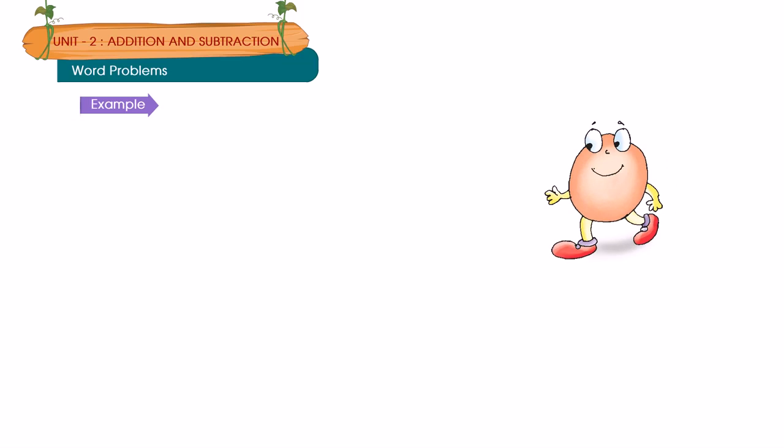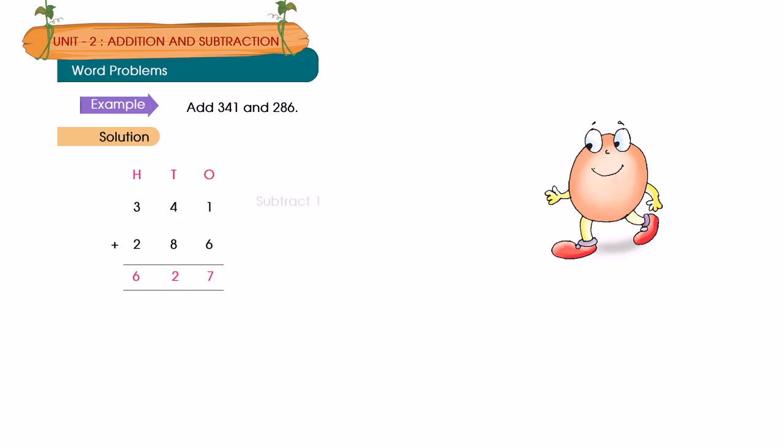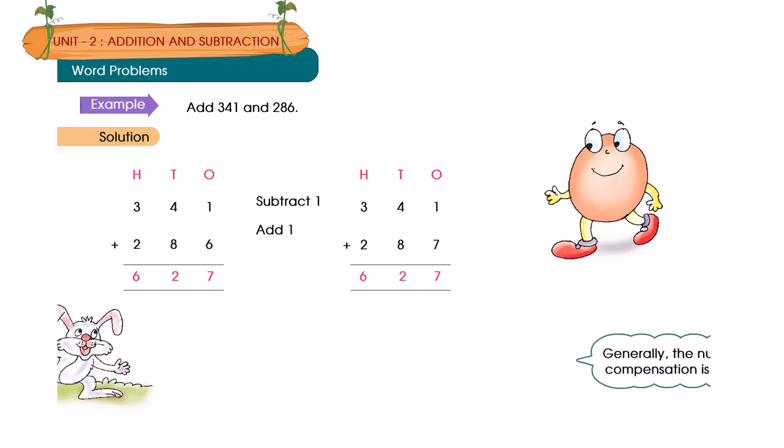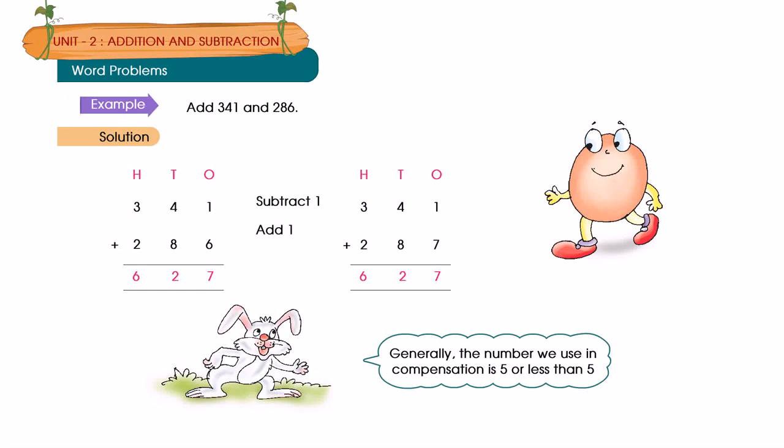Example: add 341 and 286. Solution: 341 plus 286 is equal to 627. Subtract 1, add 1. 340 plus 287 is equal to 627. Generally, the number we use in compensation is 5 or less than 5.